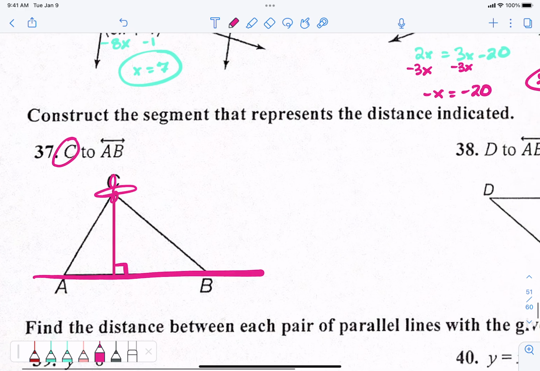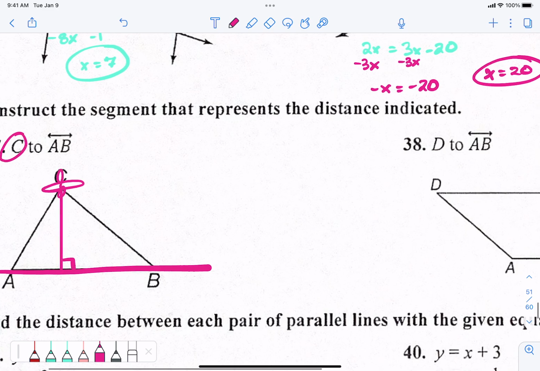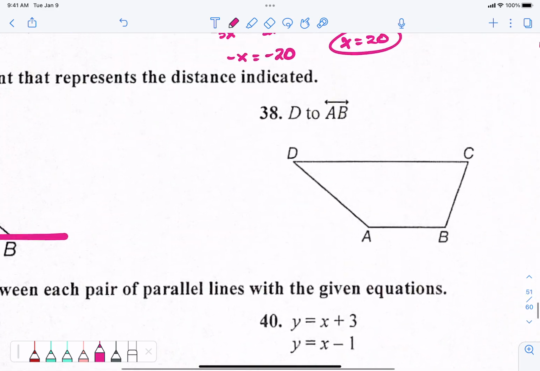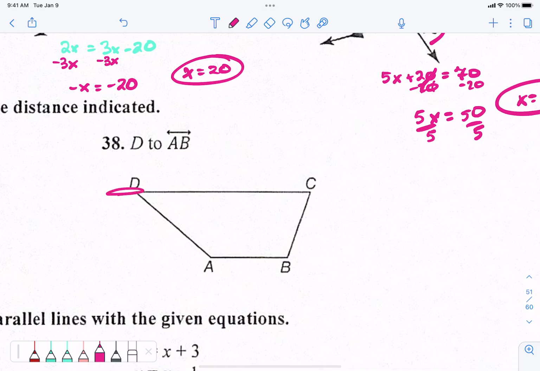Do you have to put the angle thingy? I usually do just so that we know that it's a right angle, but you don't necessarily have to, I don't think. All right, now this one, D is my airplane, and I'm going down to AB. I'm going to extend my AB line out further. Ugh, I can't draw a straight line. Something like that, right? And it's going to be straight down from here. Something like that, I don't know.